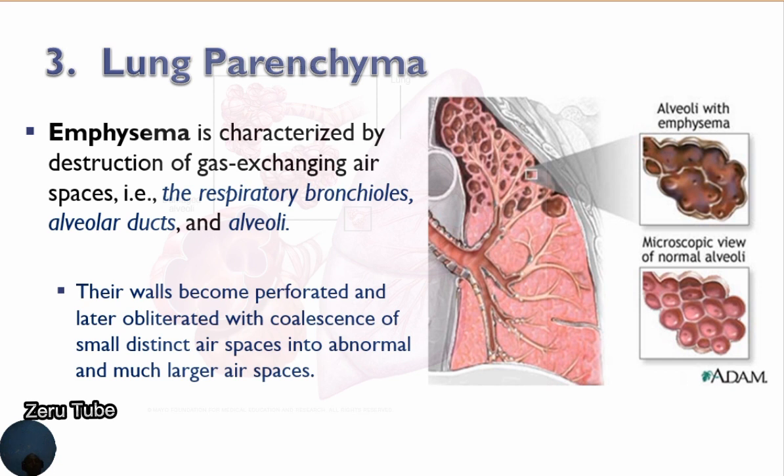What is the lung parenchyma? The alveoli, the connective tissue of the lung and the alveolar duct epithelial cells, those are the lung parenchyma. In the lung parenchyma, emphysema can occur. Emphysema is characterized by destruction of the gas exchange airway spaces: the respiratory bronchioles, alveolar duct and the alveoli.